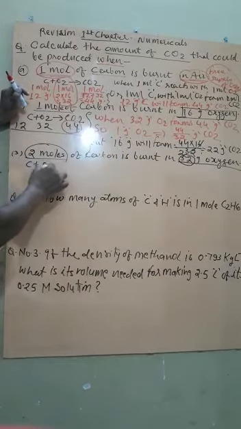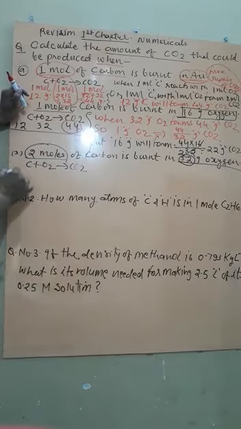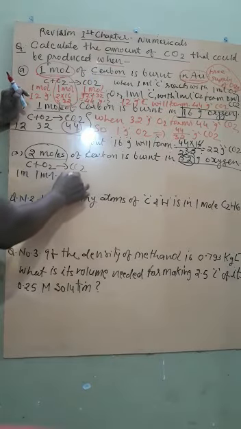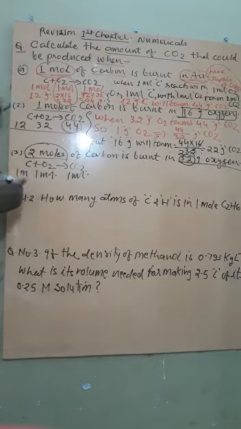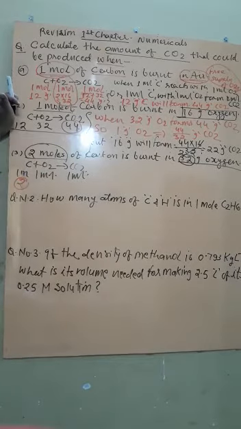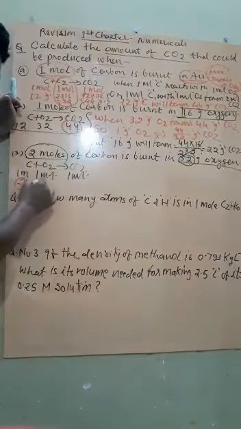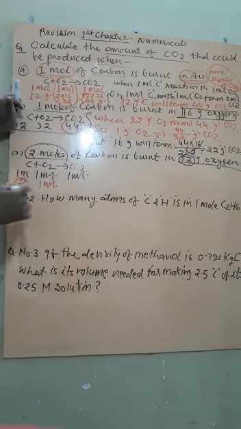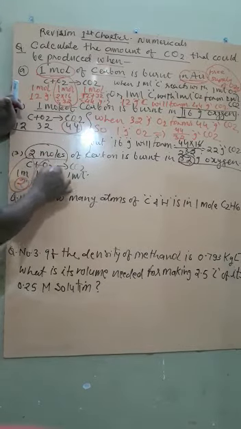C plus O2 forms CO2. So 1 mole will form 1 mole. But here carbon is given as 2 moles, and oxygen is given as how many moles? 32 gram means again 1 mole. That means the presence of extra carbon makes no difference, because the limiting reagent is what?